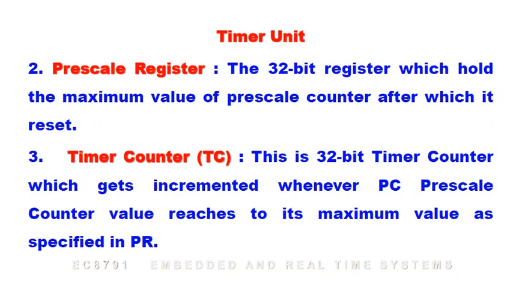Prescale Register. The 32-bit register which holds the maximum value of the prescale counter, after which it resets. Timer counter. This is a 32-bit timer counter which gets incremented whenever the prescale counter value reaches its maximum value as specified in the Prescale Register.